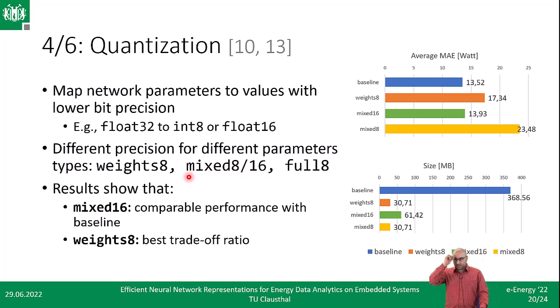We reduced the precision of weights, activations, and biases differently. And in mixed 16, we reduced the precision of the weights to 16-bit floating point numbers. And finally, full 8, in which the precision of all parameters was reduced to 8-bit integers. However, the results of this model were actually pretty poor. Therefore, we eliminate it here from the charts for clarity.